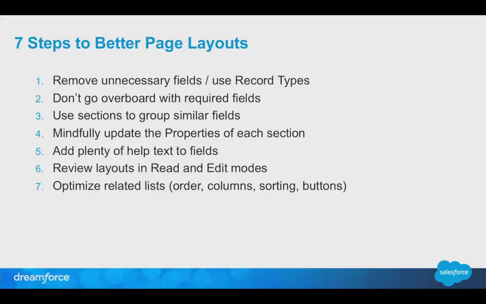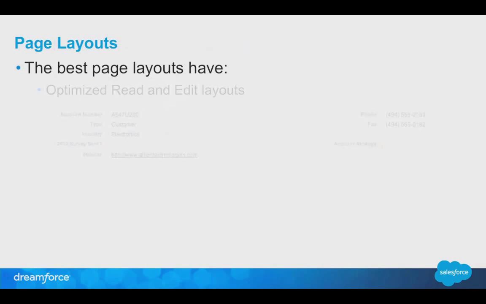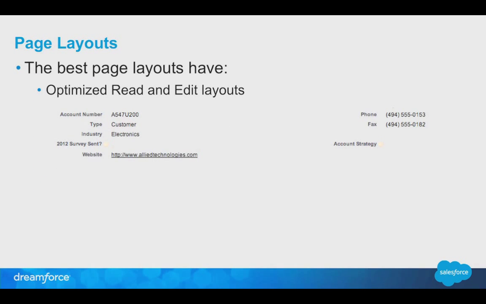Using sections to group similar fields, updating the properties of each section. I've got some screenshots in just a second for this. Help text is a huge thing, right? And not help text in the sense of if you have a field called the close date, you don't write, this is where you put the close date. Everybody knows that, right? Some meaningful description that users can self-serve when they have questions about where a particular data point should come from, what it should be, those types of things. Reviewing layouts in read and edit modes. I've got a good screenshot of that coming up. And optimizing the related lists in terms of their order and things.